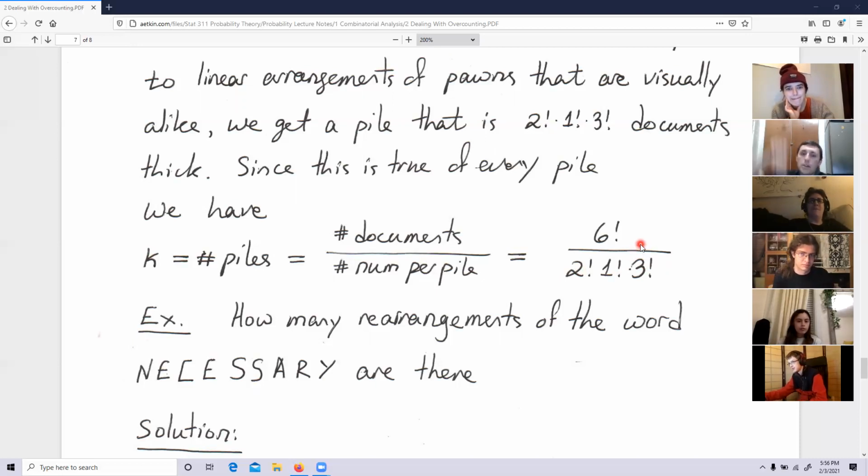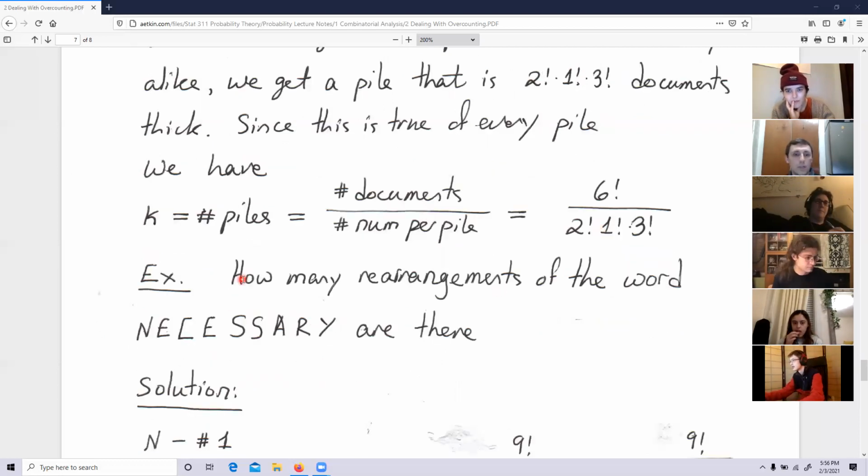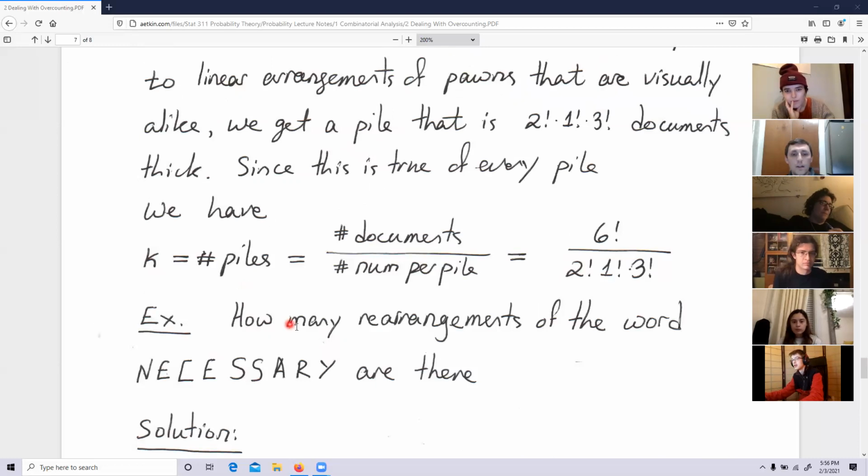So then how many distinguishable? That means we have 12 synonyms for every actual distinguishable outcome. And this is the number of words. So I take the number of words and divide by the number of synonyms. Good? Now, if you understood, try to tell me how many rearrangements of the word "necessary" there are, right? So how many ways to rearrange the letters to obtain other words, so to speak.